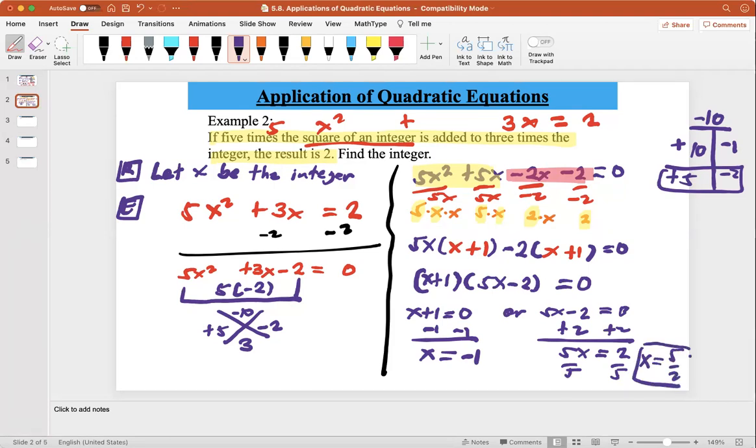There are two answers here. Oh, it cannot be two answers. Why? Look at x equals 5 halves here. Is that an integer? We must be specific with what we are looking for, right? Find the integer. Which one is an integer? It's negative 1, right? It's equal to negative 1. So that's our answer. This one is not the answer. Why? Because 5 halves is not an integer. It's a fraction, right? But negative 1 is an integer. So this is our answer.